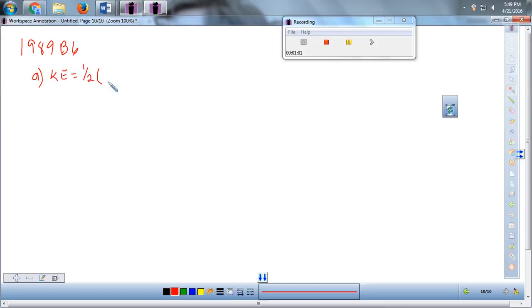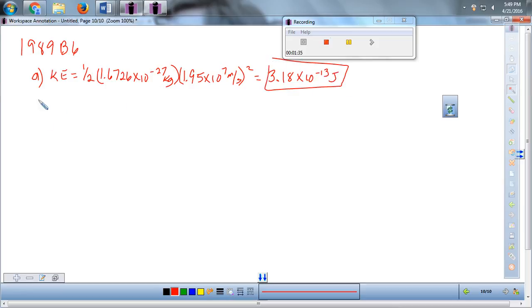So it's 1/2 m, and they give us m is 1.6726 times 10 to the minus 27 kilograms. And it's moving at a speed of 1.95 times 10 to the 7th meters per second. And I'm going to square that because it's 1/2 mv squared. And when I did that, I got 3.18 times 10 to the minus 13th joules. So that was easy, very easy. That's just a 1/2 mv squared situation.